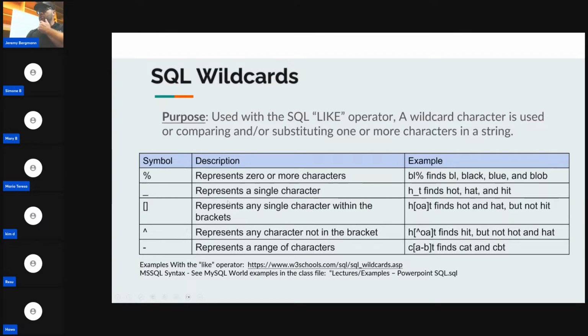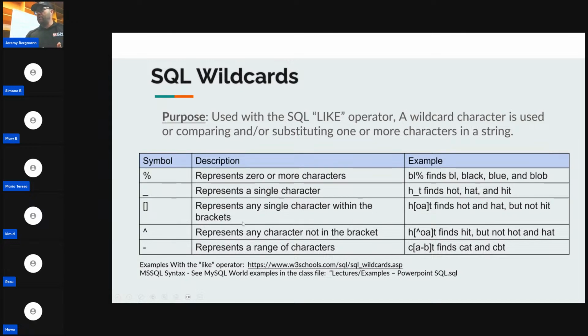Okay. So the brackets are similar to what we just learned, but the brackets specify any single character within the brackets. So now instead of just saying any character, we say only the O and the A. So it'll still be 3 characters long, because the first position is H, the second position is anything in the brackets, and T is the third position. So you'll get hot since O is in the brackets, you'll get hat because A is in the brackets, but you will not get hit because the I is not within those brackets.